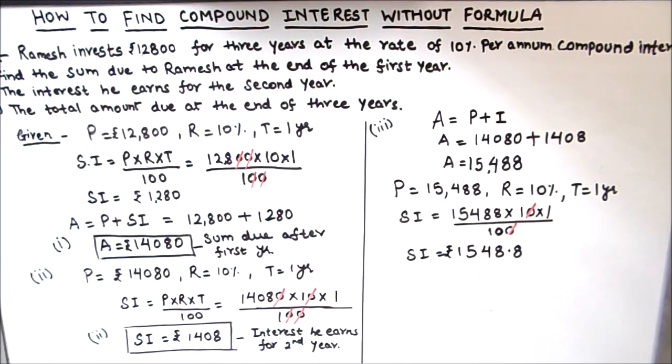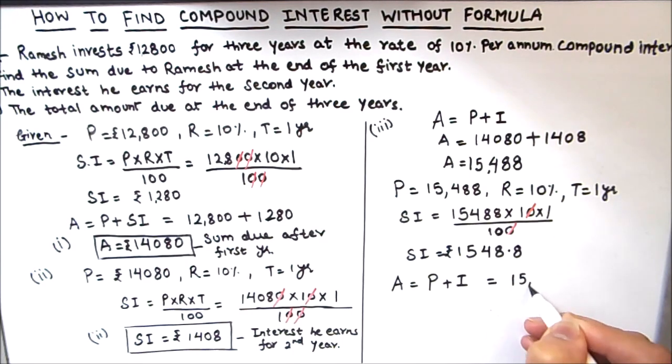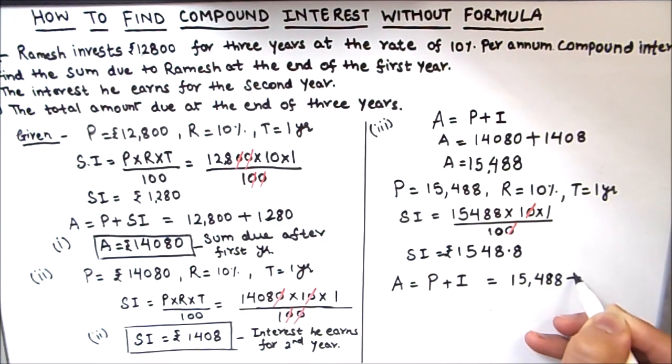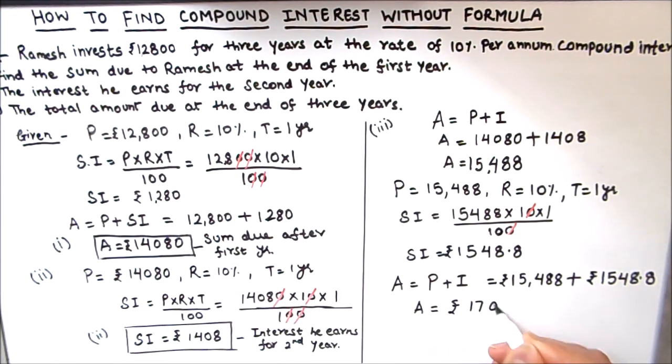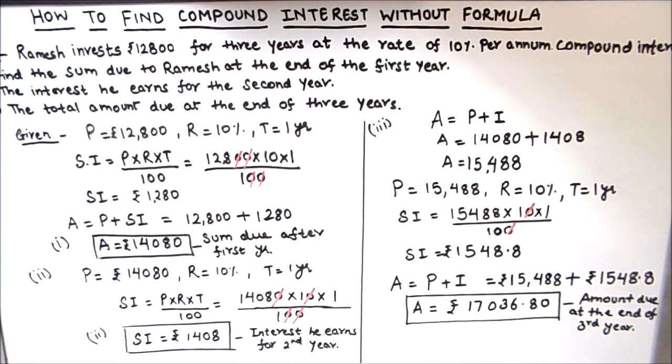rupees. Now we need to find the total amount due at the end of the year. So the amount will be principal plus interest, which is equal to, principal is 15,488 plus rupees 1,548.8. So amount will be equal to rupees 17,036.80. So this is the amount which is due at the end of third year. This is how we calculate compound interest without using the formula.